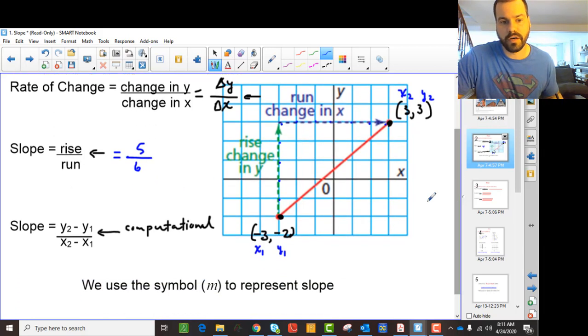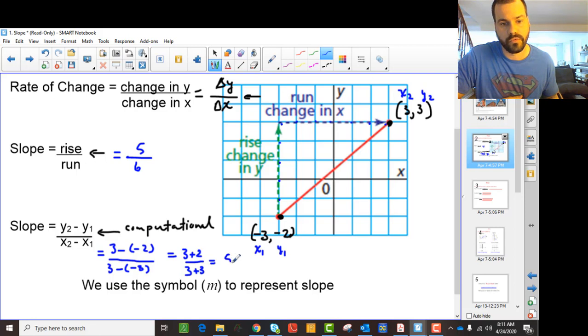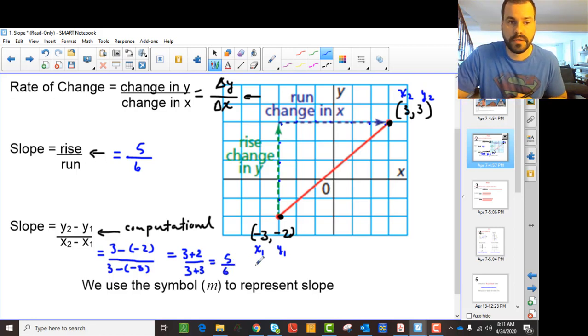If I use the computational formula, it would become y2, which is 3, minus y1, which is -2, over x2, which is 3, minus x1, which is -3. And we get 3 plus 2, because it's minus a minus, and we get 3 plus 3 because, again, it's minus a minus. And so if we add those together, we get 5 over 6. So there's a couple of different ways to find the slope: rise over run, or change in y over change in x, and then the computational formula.